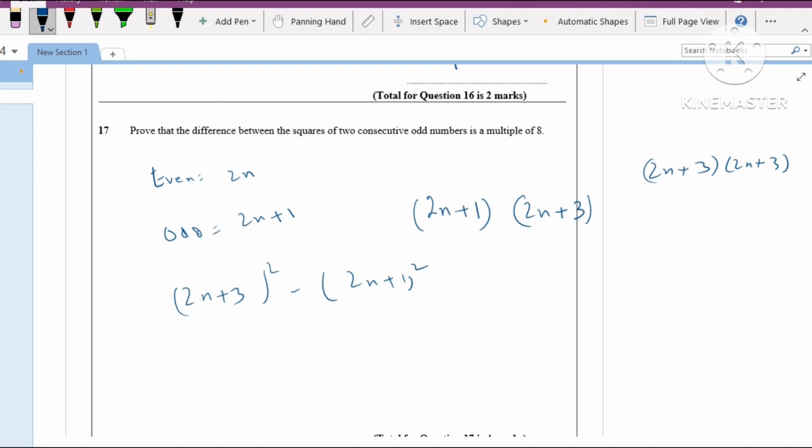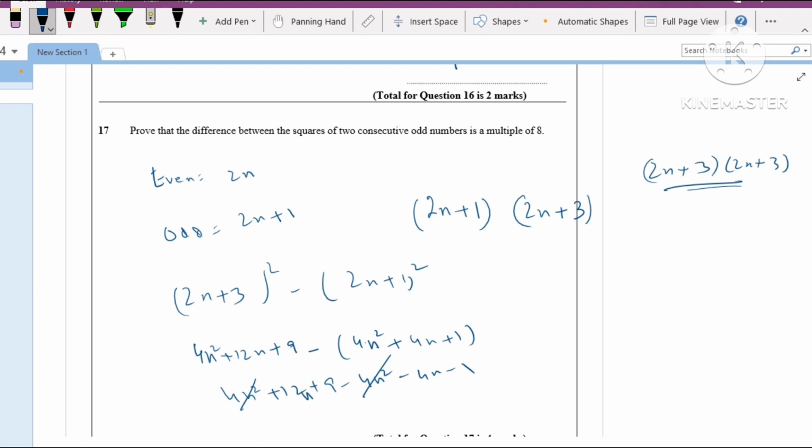So otherwise you can expand the brackets in this way. 2n square, that is 4n square. 2 times 3 is 6, plus times 2, that is 12n plus 9. Minus 2n square, I'm writing in brackets because there is a minus, it will change all signs: 4n square plus 4n plus 1. This minus will change all signs inside the bracket. So this becomes 5 minus 4n square minus 4n minus 1. So 4n square minus 4n square cancels out. 12n minus 4n, that will be 8n, plus 9 minus 1, that is 8.